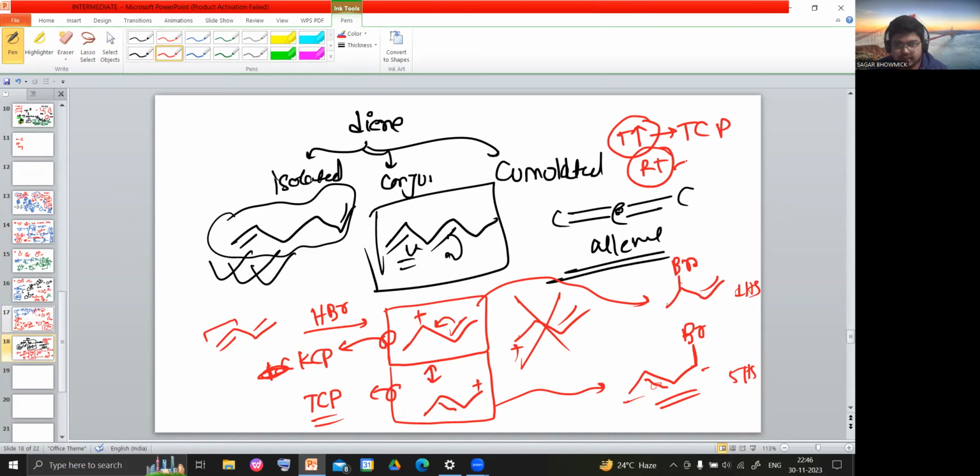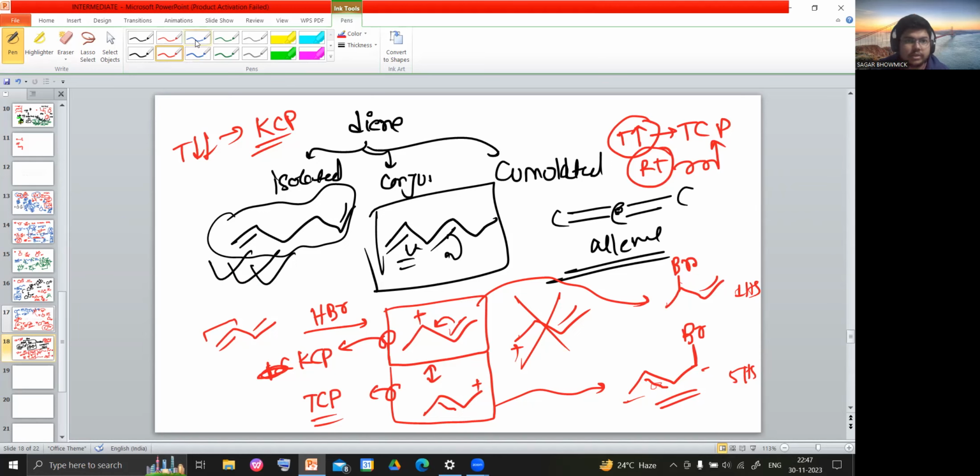You have to consider it as room temperature. That is also going to give the thermodynamically controlled product. But if the temperature is low or very low, then you have to consider that the kinetically controlled product will be the major product.